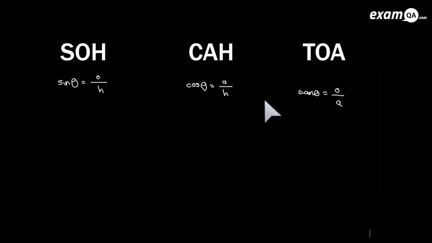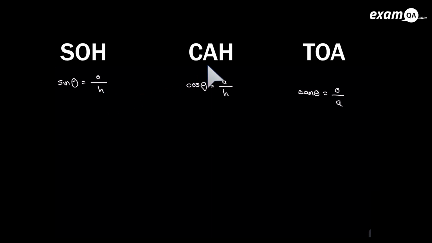So the first formula, we have sine theta equals O over H, which is basically sine theta, referring to the angle, equals O referring to opposite, over H referring to hypotenuse. And the word SOH is there to help us remember that formula. S, of course, for the sine, O for the opposite, and H for the hypotenuse.